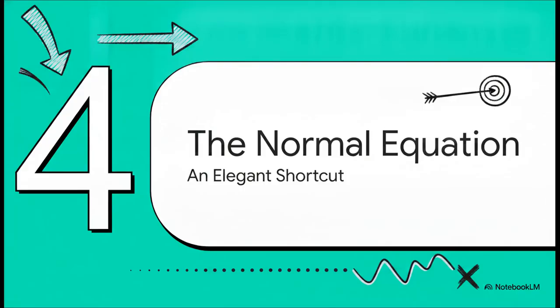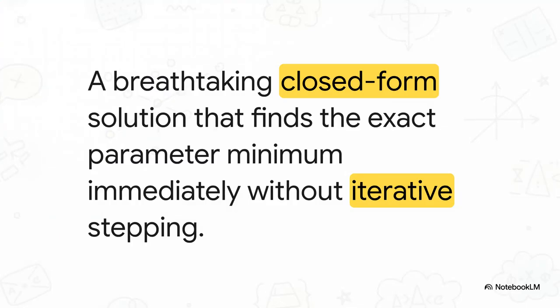All right, section 4, the normal equation shortcut. Let's look at a totally different, much more elegant way to solve this. What if we didn't want to blindly step down a slope at all? Armed with some matrix calculus, we can explicitly take the derivatives of our cost function and just set them to 0. This leads us directly to the normal equation, theta equals (X transpose X) inverse times X transpose y.